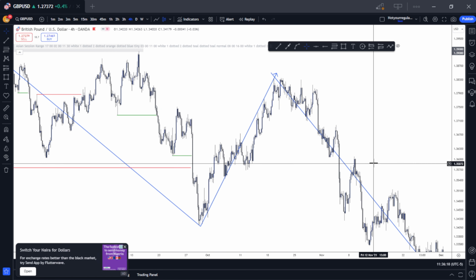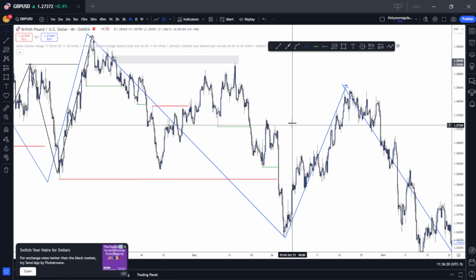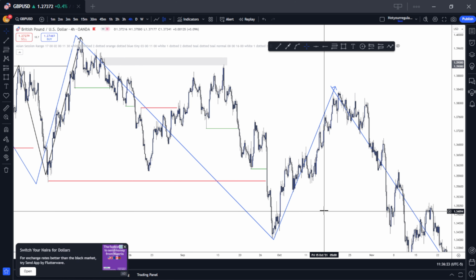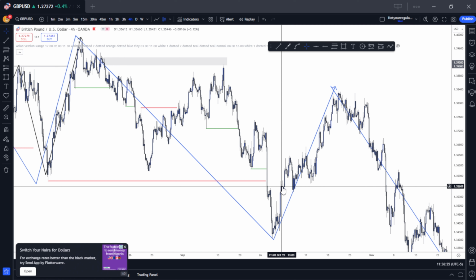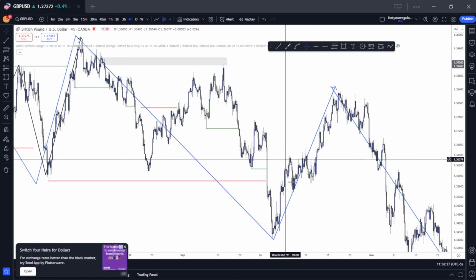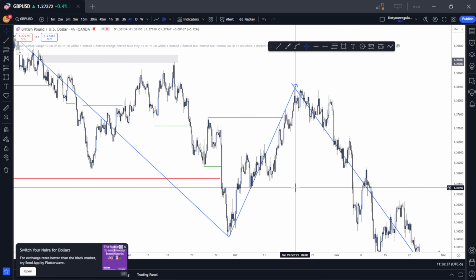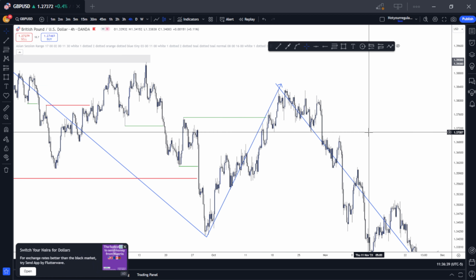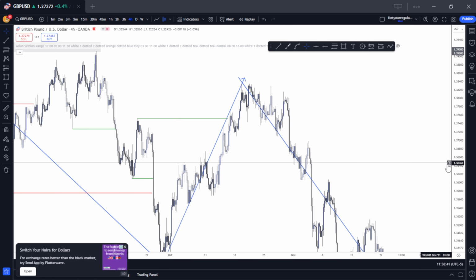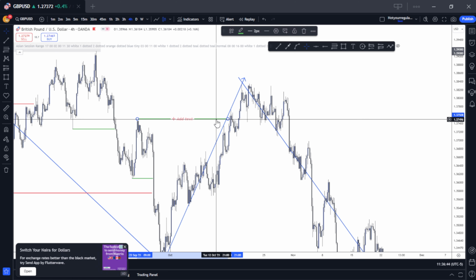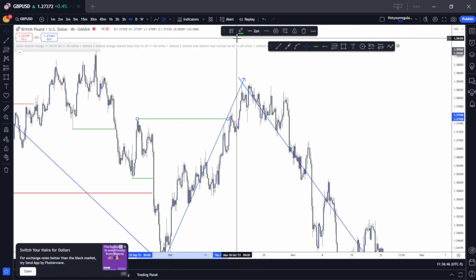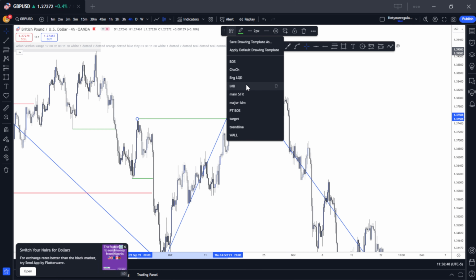So where was our internal structure? Where was our internal structure counter trend BOS? Where was the BOS here? This was the valid BOS right here. This was the valid counter trend BOS that signaled, okay, we are now in a pullback phase. We're now in the pullback phase of the higher time frame structure.